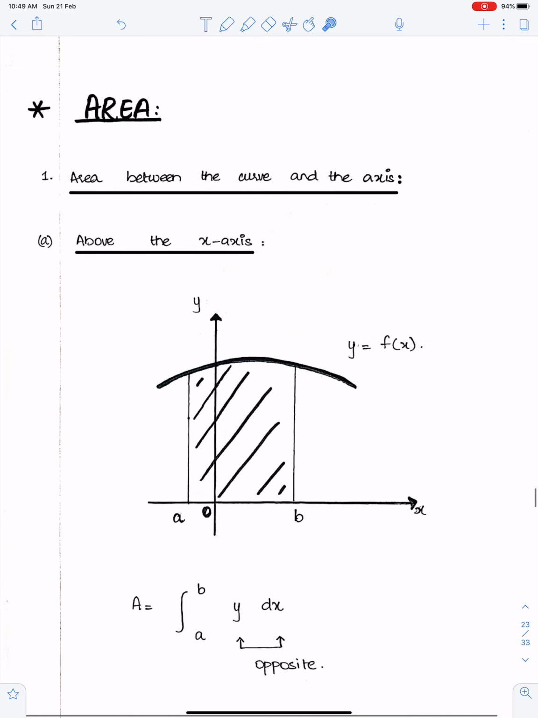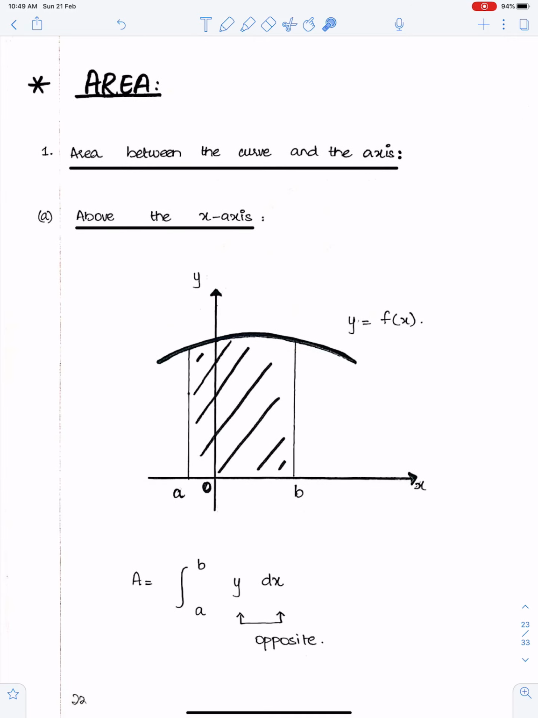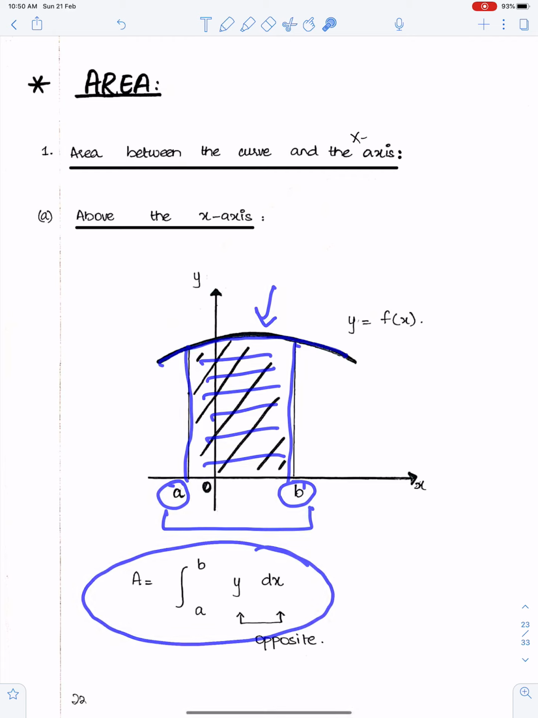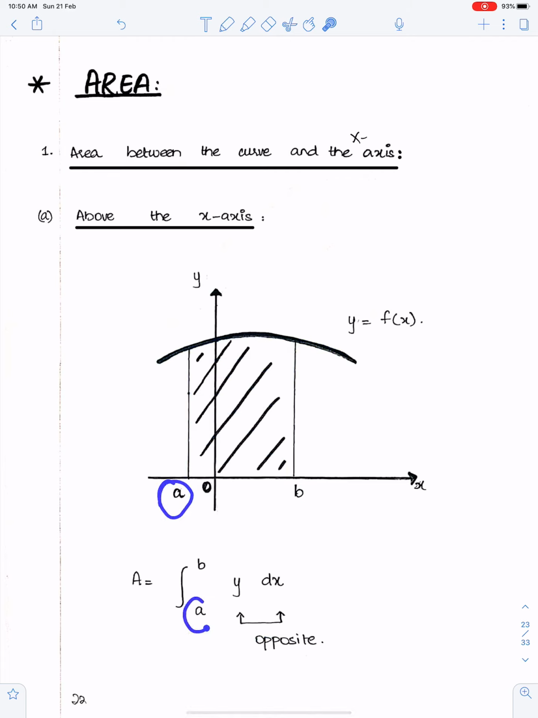Application of integration. Area. Area between the curve and the x-axis. This is the x-axis. When the curve is above the x-axis, this curve is above the x-axis, and these are the limits. This is the lower limit and this is the upper limit. We need this area. To get this area, we need to integrate this curve from these two limits by using this formula. Write the lower limit here and the upper limit here and use this formula y dx.